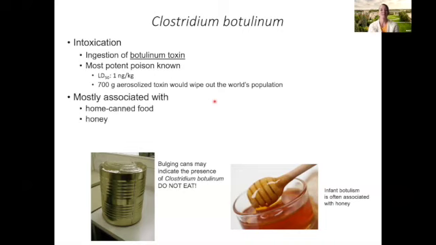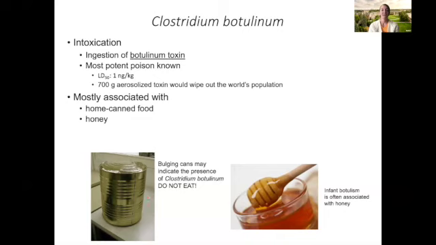Now, botulinum, or botulism as the disease is called, is mostly associated with things like home canned food that has been improperly processed and honey. So we see this more often in infants. Now, even if you don't can your food at home, if you go to the grocery store and you buy canned goods, if they're bulging, like you can see here, this could indicate the presence of Clostridium botulinum. Don't eat this, just throw it away. It's not worth risking your life.